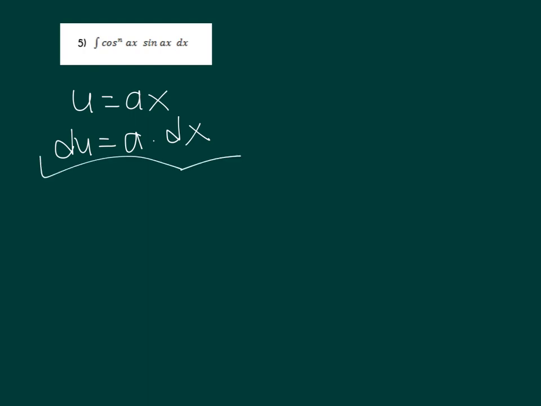Finally, on exercise number 5, we have a product, and it is the integral of the product of cosine to the n of ax times sine of ax times dx. So in this case, we cannot make u the argument, because if we make u the argument, which will be ax, du will be a times dx, and we have another thing besides a to dx. So this is not possible. We have to look for a different u.